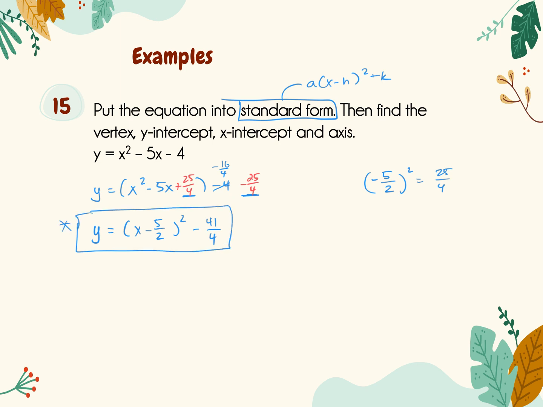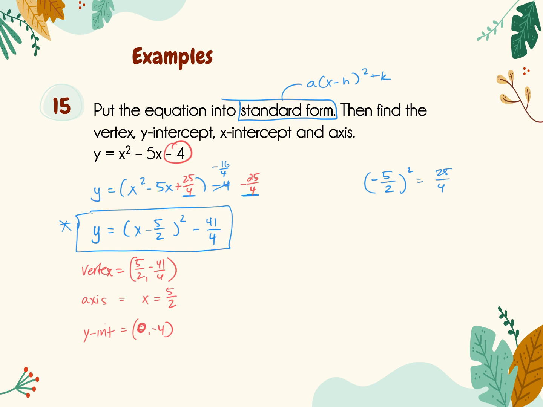Okay. Now that I have this in standard form, again, I'm able to solve for the various things. The vertex is the easiest. I know it's 5 over 2 and minus 41 over 4. I know my axis is super easy. It's the line x equals 5 over 2. And my y-intercept, I'm going to grab it from the standard form up here, which is 0, minus 4.